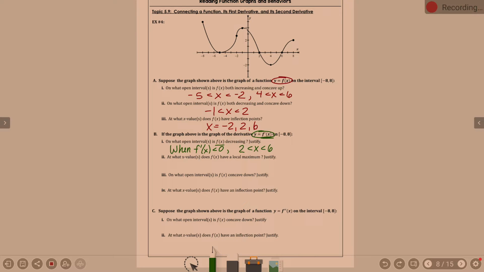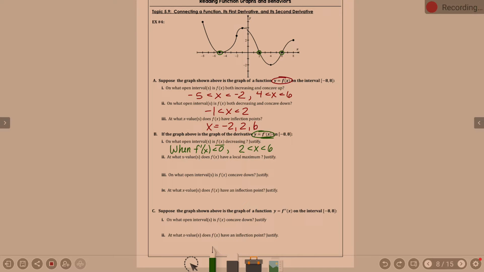2, at what x value does f have a local max? And justify, of course. So what are we looking at here? Is it when the slope is zero, so when it goes from increase to... Okay, so in general, mins and maxes on the original graph are the zeros on the derivative, yes? So right here, these 3 points are my extrema. Mins and maxes.